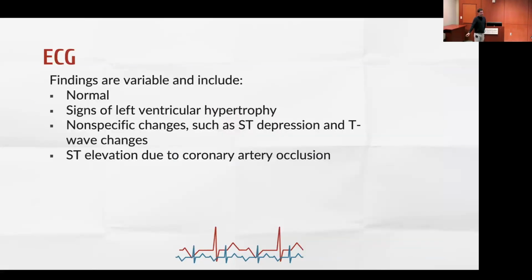ECG is where it's variable. ECG can be normal. ECG can show signs of left ventricular hypertrophy. You can see ST segment depression and T wave changes, ST segment elevation. There is a case that I will discuss that is specifically looking at a 12-lead ECG, and you'll see basically aVR showed ST segment elevation.